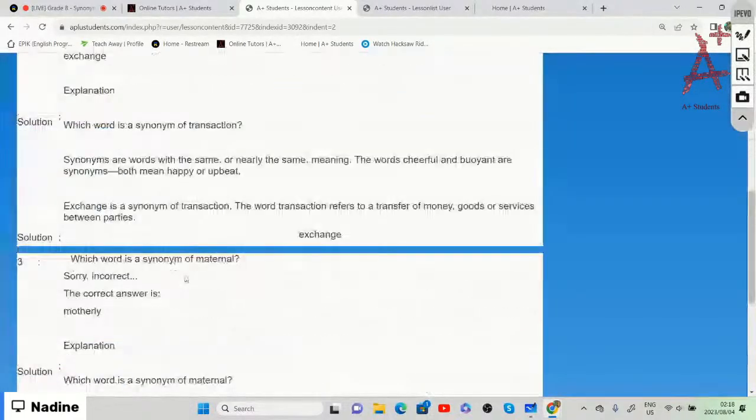So we already did the transaction, and we said another word for transaction is an exchange, right? Now, the synonym of maternal, right? If we talk about maternal, it means of or relating to a female parent, usually our mother. Which means that the synonym of maternal is motherly.